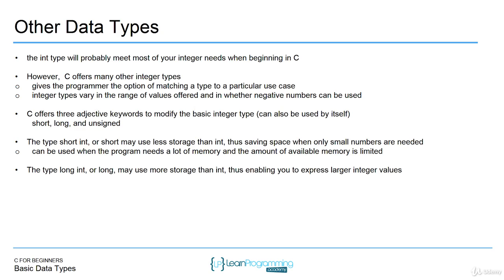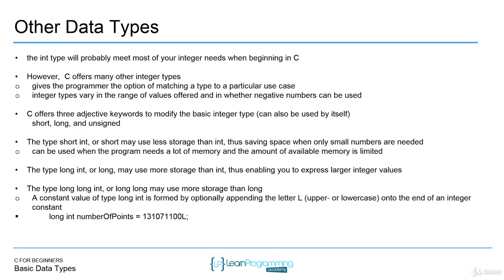You might ask yourself, why not use a double? Because a double, remember, has decimal spots. So you may want to store an int that's just a really large int. You can use long. So a type long long int, another type, may use more storage than a long. And again, it all depends on the computer platform you're using and the architecture.